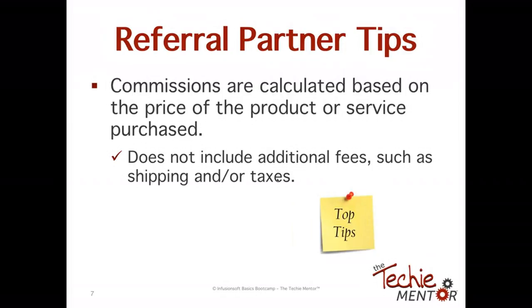When you pay commissions, you also need to know it doesn't include additional fees such as shipping or taxes. So it's not actually calculating the commission based on additional fees. It's just the base price of the product or service, right? So if the product or service is $45, but then there's additional fees for taxes and shipping, the commission will be paid off the $45, not the total. So beware of that as well.